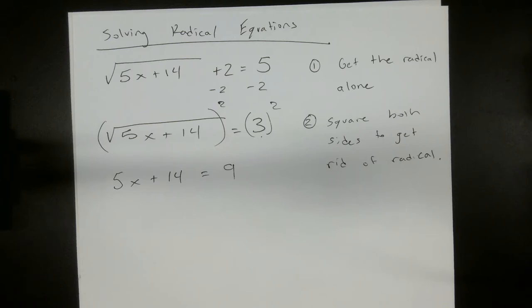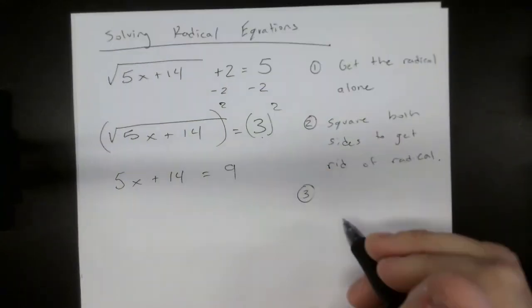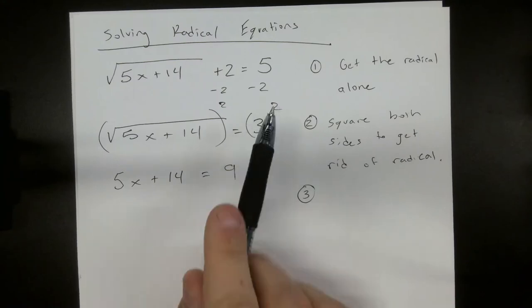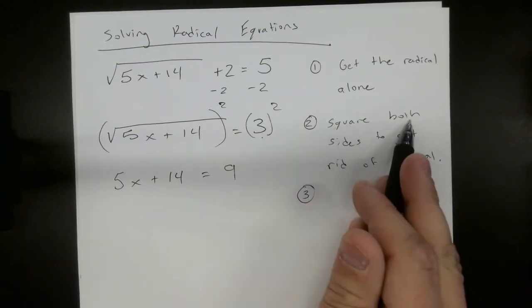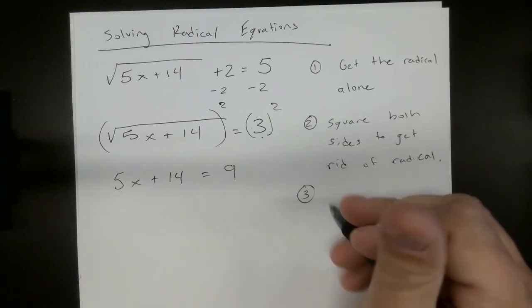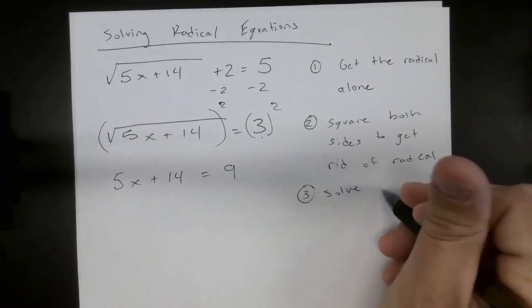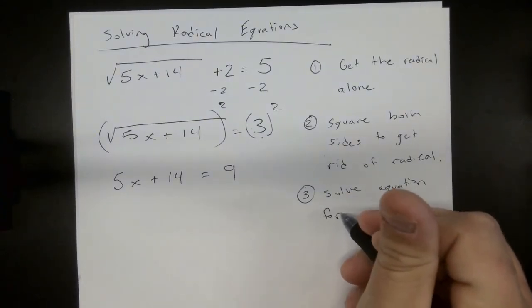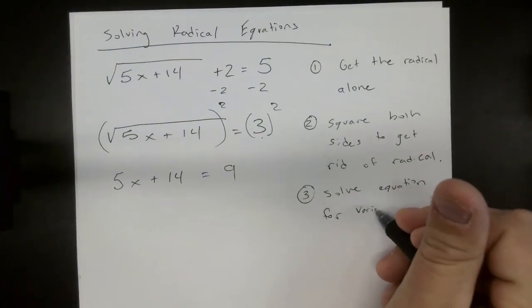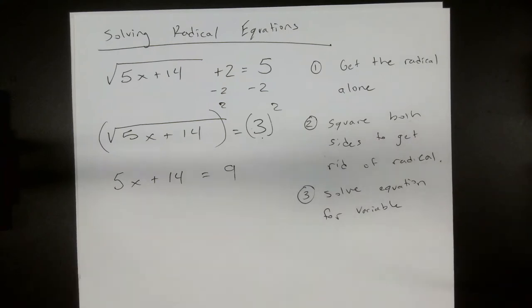Anybody have any questions up to right now? Step number 3. What? 3 squared. Square both sides. Solve the equation for the variable.